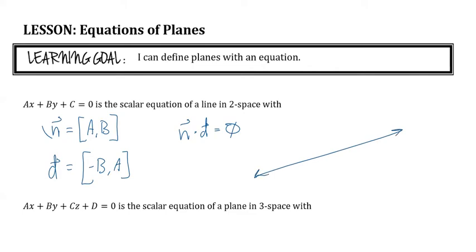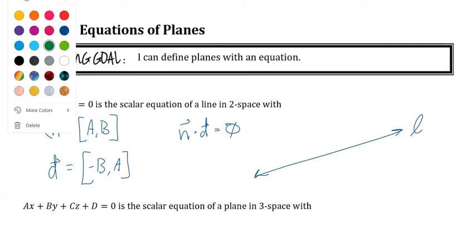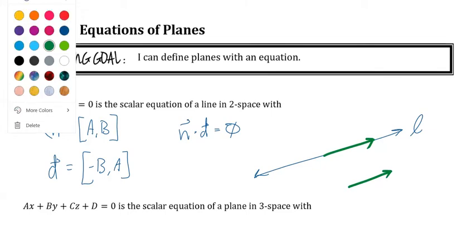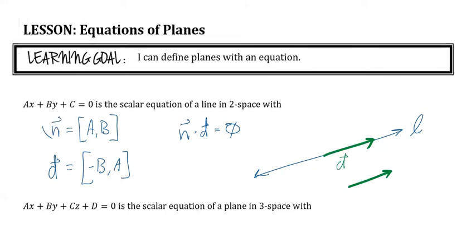If this is my line, a direction vector on that line would be like that. And direction vectors don't have to be on the line. They can be parallel, right? Same direction vector. The normal is perpendicular. By definition, that's what a normal is.